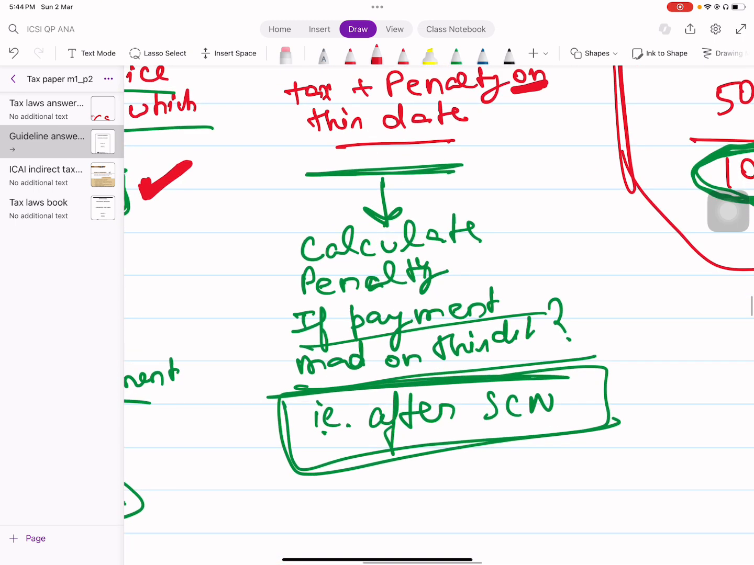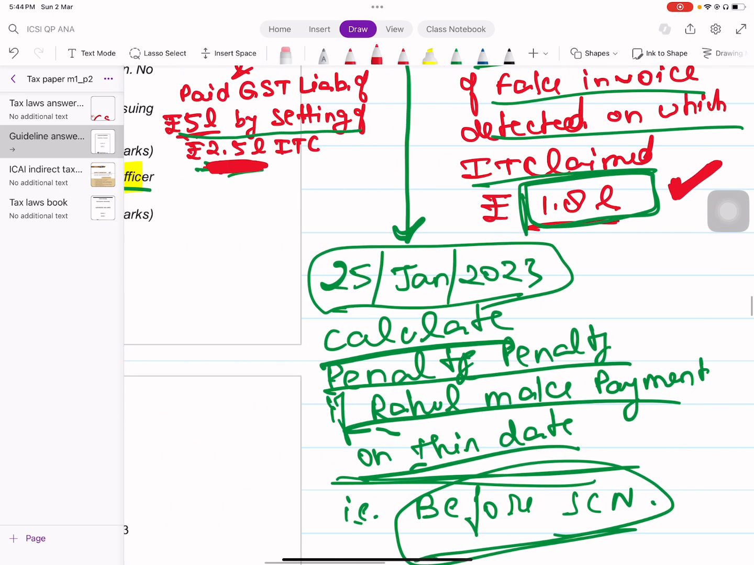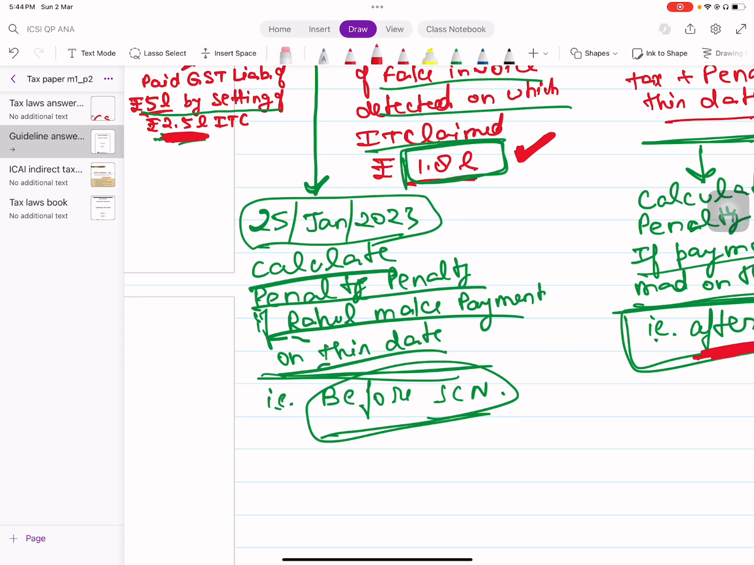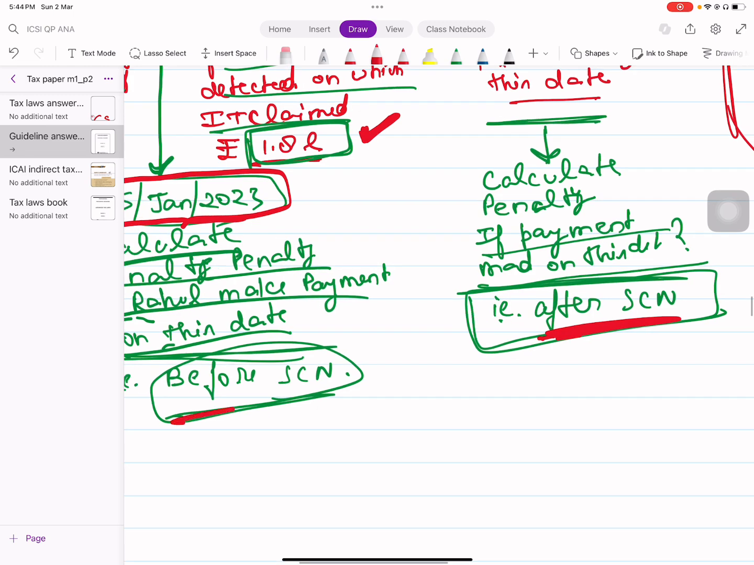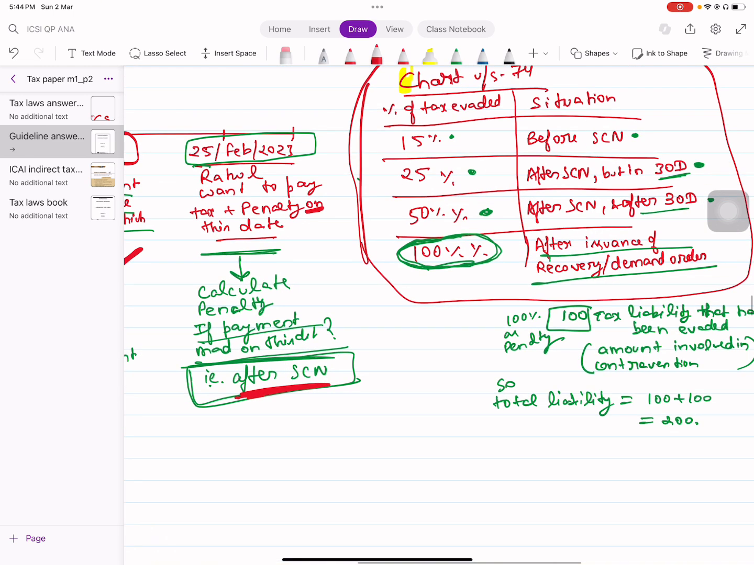Now we have to calculate the penalty if payment is made by him on this date, that is after issuance of the show cause notice. Now another question: what if he paid the penalties and tax on 25th Jan 2023, then what would be the penalty? I mean that is before issuance of the show cause notice. Now that is solved by a chart.